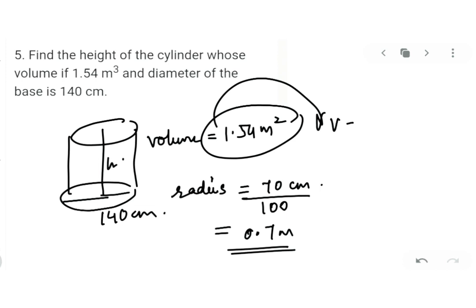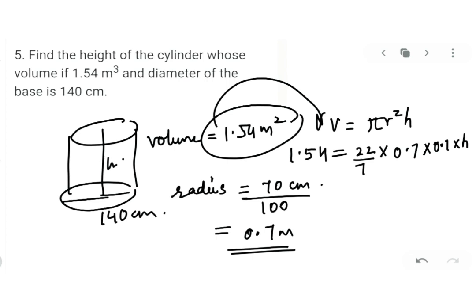That will be volume is equal to, what is volume of cylinder? It is pi r square h. So volume is given as 1.54. Pi value you can take 22 by 7. R is 0.7 into 0.7. And you have to find the value of h.